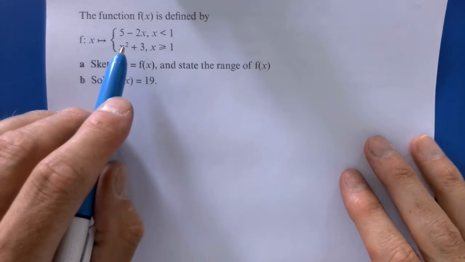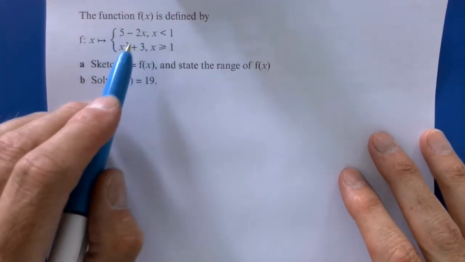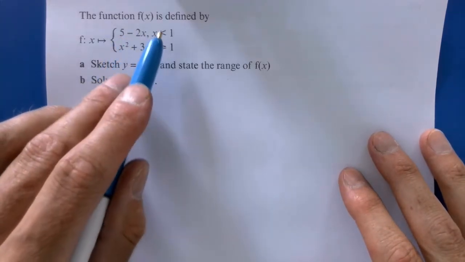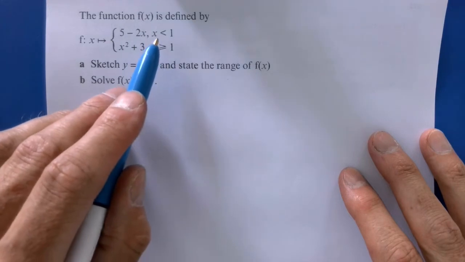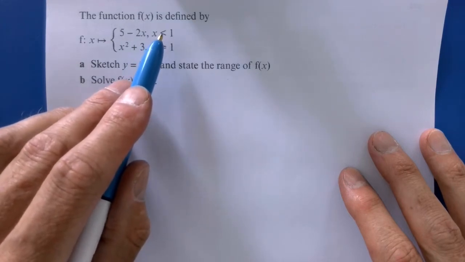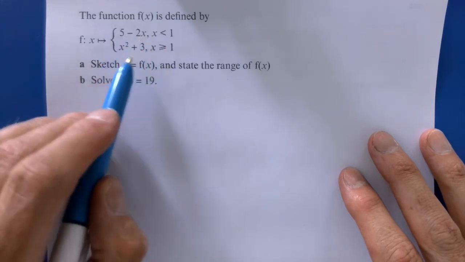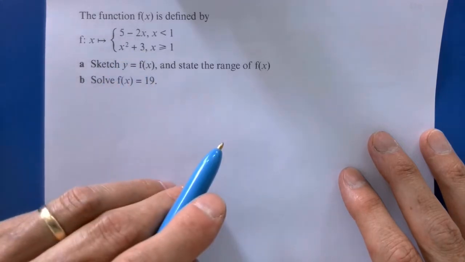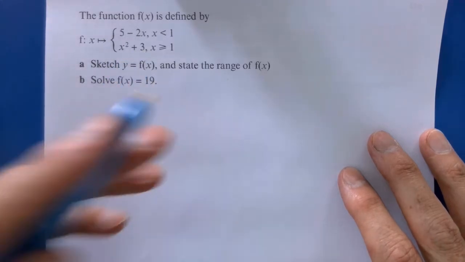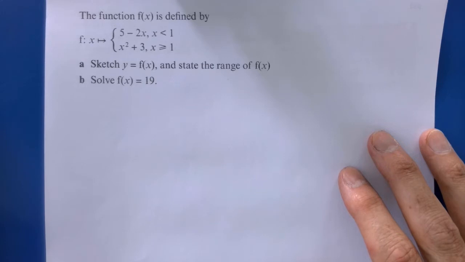And the other thing is that this function is defined differently for different domains. So when x is less than 1, it's this, and when it's greater than or equal to 1, it's this. So have a think about what the graph of that is going to look like, and have a go at sketching it. Pause and have a go.